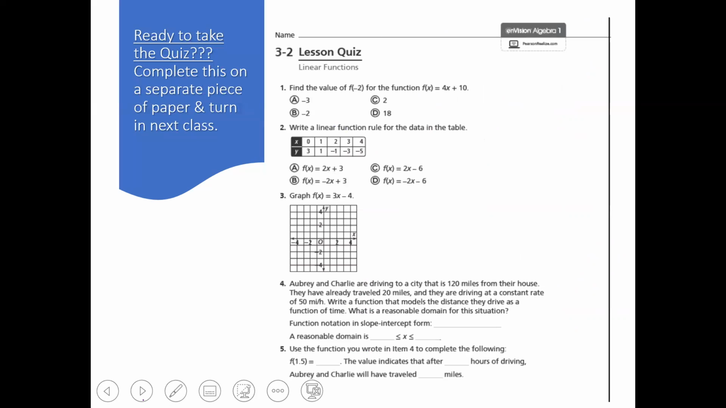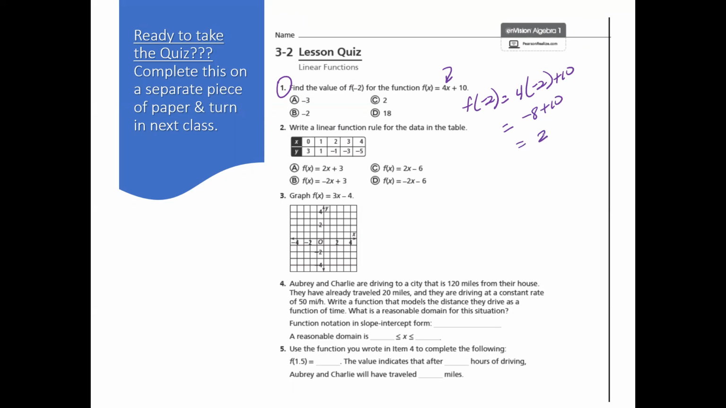Next, you guys had a quiz. So let's go ahead and go over the quiz very quickly. For number 1, it says find the value of f of -2. So here in this equation, whenever you see an x, you're going to replace it with a -2. So that gives me a -8 plus 10, which is a +2. And that's your answer.